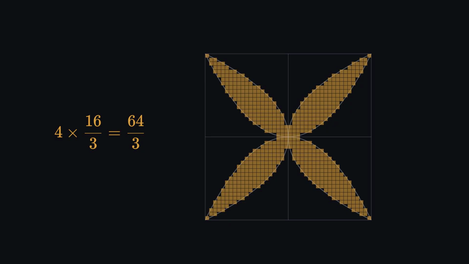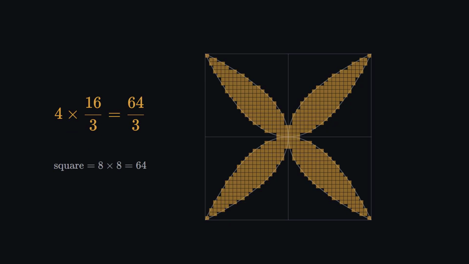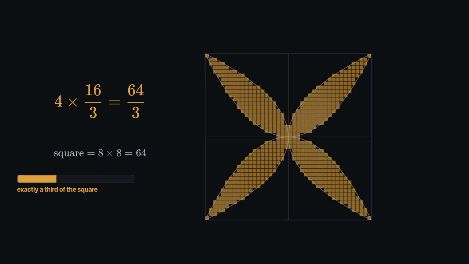The square itself is 8 by 8, 64. A third of that is also 64/3. So these 4 petals take up exactly a third of the square they live in.